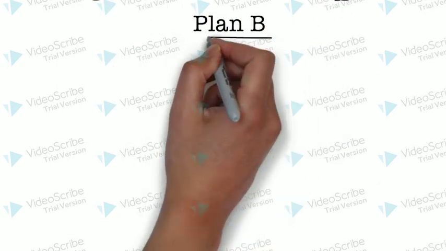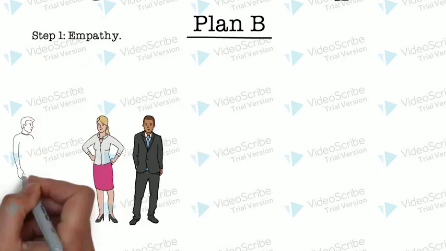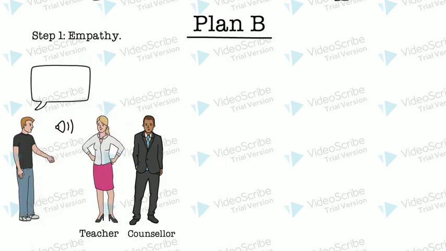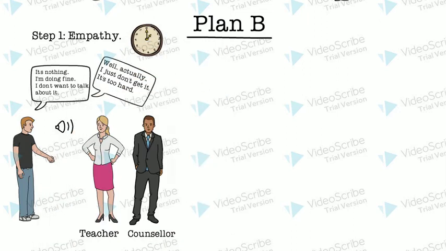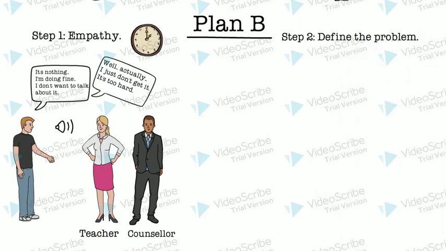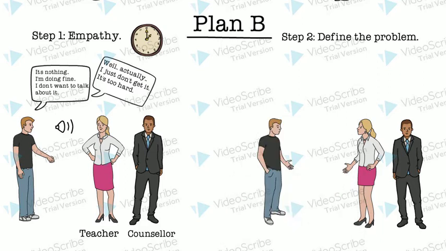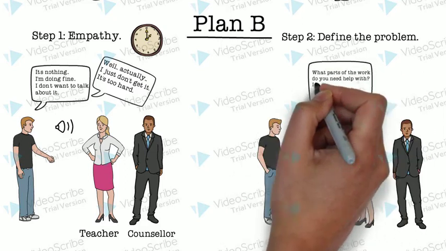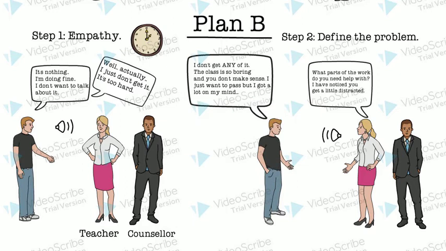Plan B consists of 3 steps. Step 1 is the empathy step, where the teacher gathers information based on Daniel's perspective. This step may take a little time, but eventually the student will open up to expressing their views. Step 2 is defining the problem. This is when the teacher or caregiver provides Daniel with their perspective on the unsolved problem and why it should be solved.